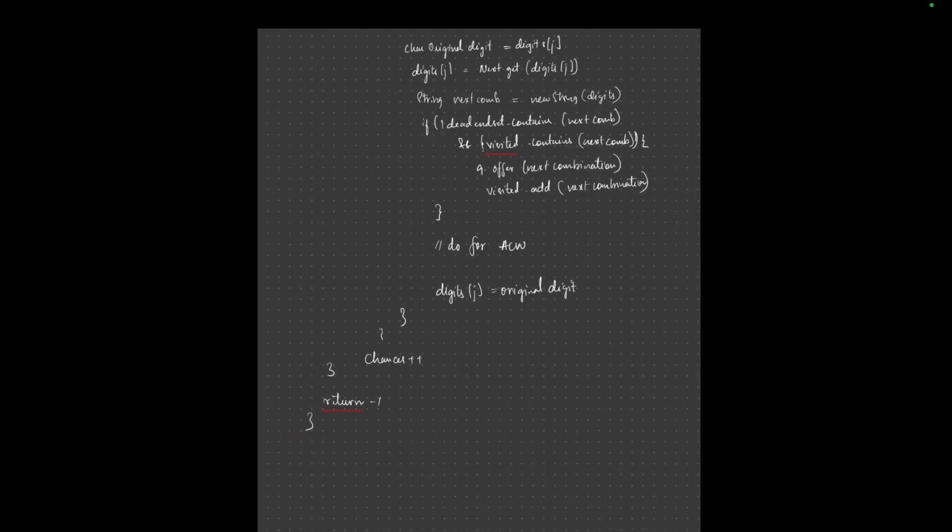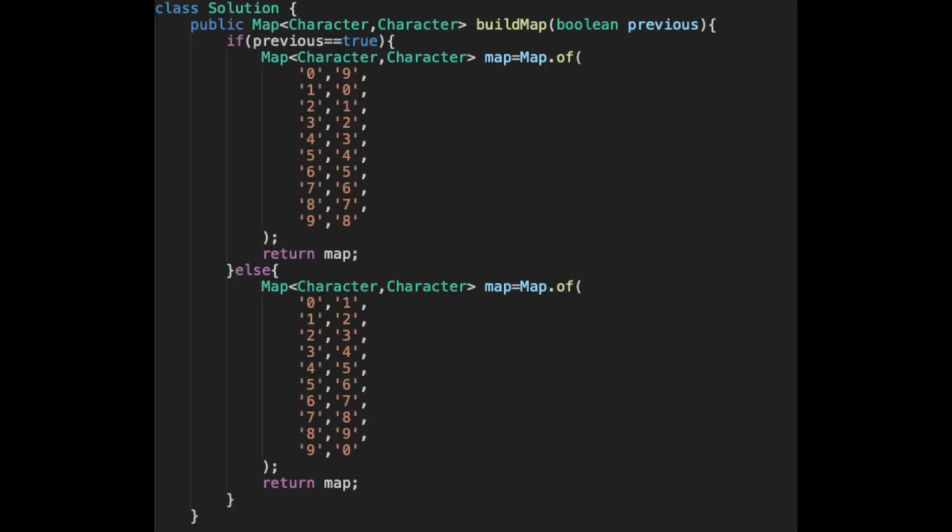So this is the code, and I'll be giving you the Java and the C++ code side by side in the upcoming slides, and you can get a quick glance through them, and also a glance at how to define the maps for next and previous.